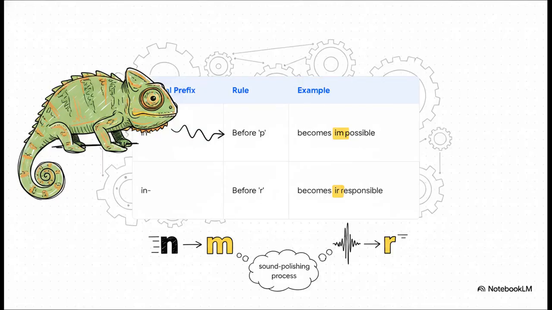Oh, this is a fantastic example. The prefix in, which means not, is kind of like a chameleon. It actually changes its form to match whatever sound comes next. I mean, just try to say inpossible. It's clunky, right? Impossible just rolls off the tongue. That little change from an N sound to an M sound is a perfect example of this sound polishing process in action. It's called assimilation.